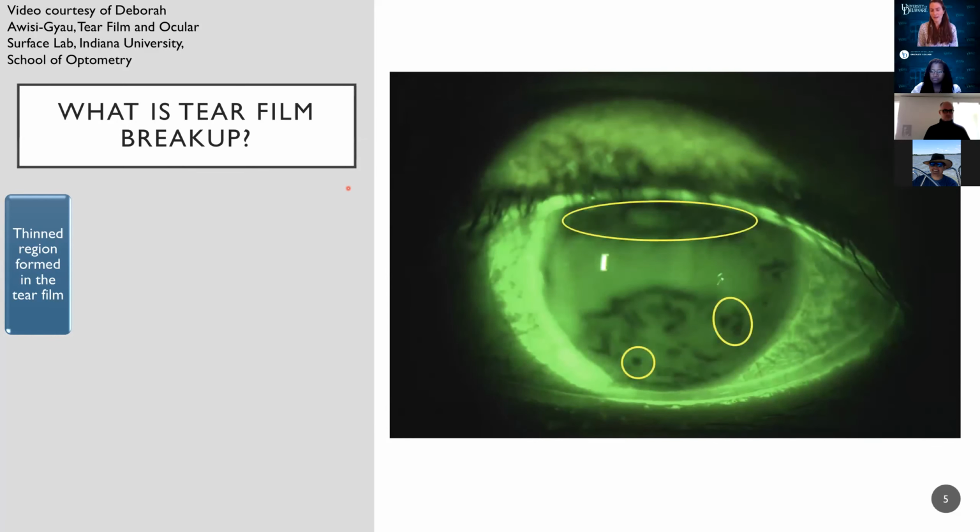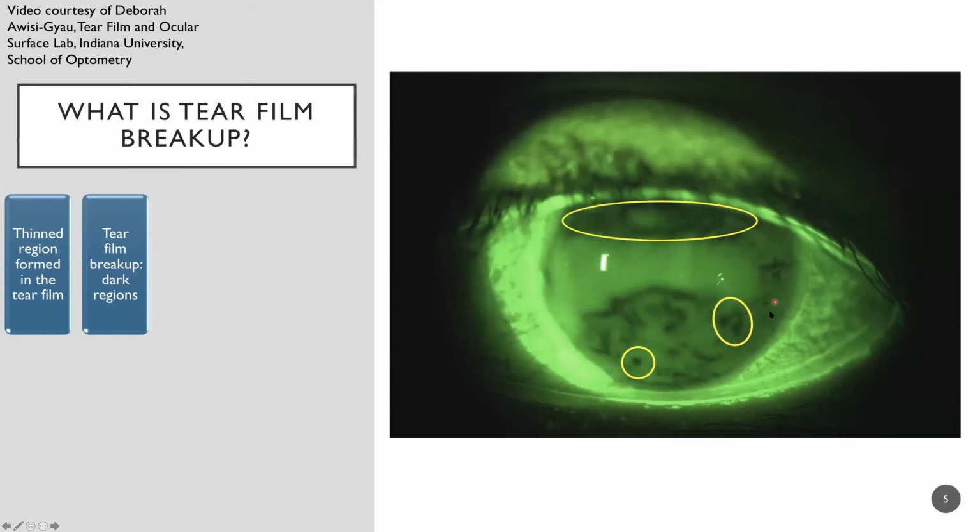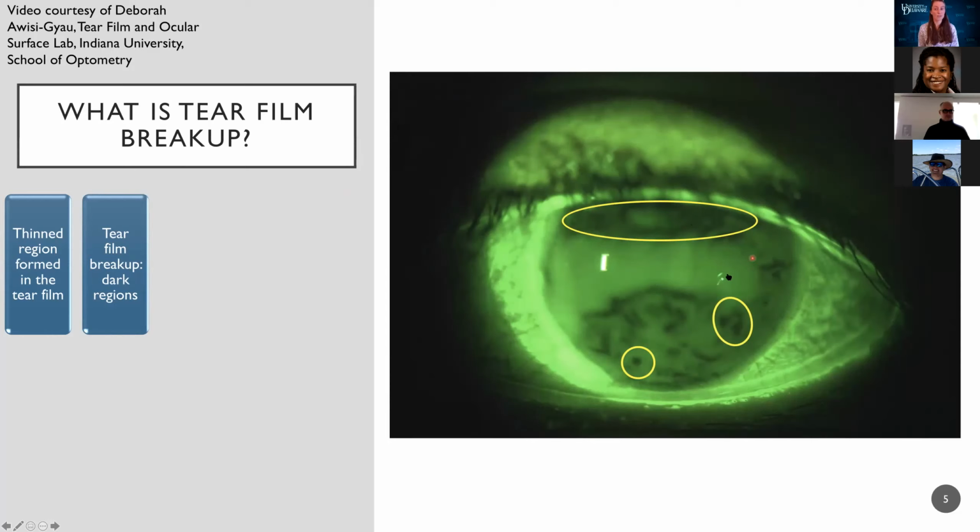So these highlighted regions in this video here are breakup. This is the upper eyelid of the eye. The lower lid is down here. This is the white of the eye on the sides. Our focus is in this middle region called the cornea. That is where we're looking for breakup, and it appears as these dark regions. There are other dark regions in this person's tear film, you may notice, but I've just highlighted a couple.